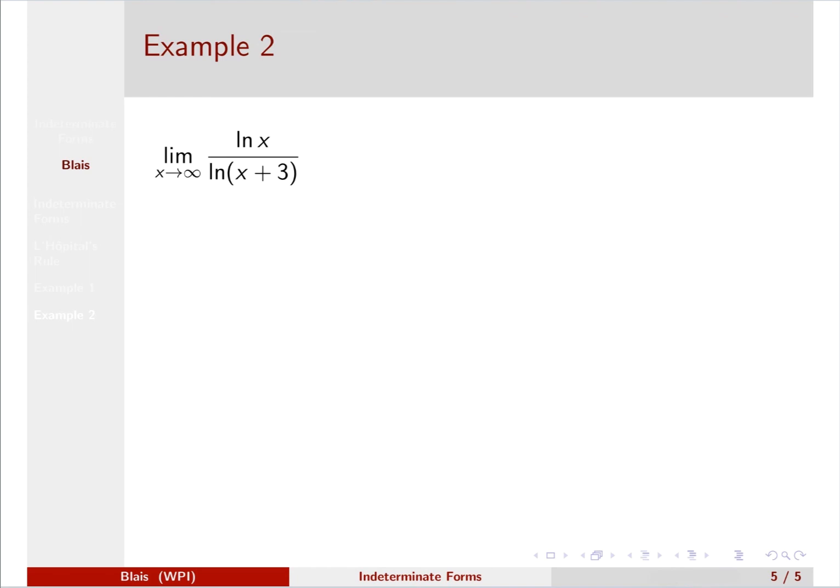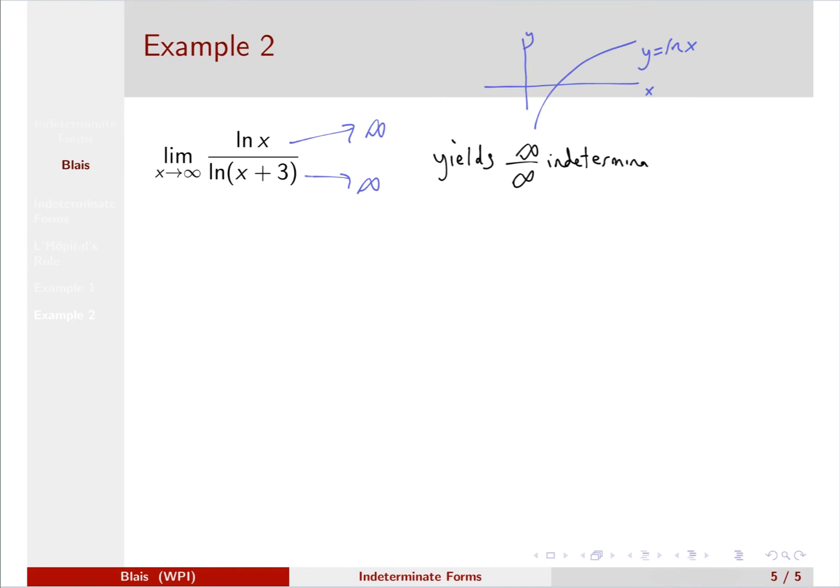But we note that here, that numerator is approaching infinity, and the denominator is approaching infinity. Think of your graph of the natural log of x. As x goes to infinity, the natural log of x is going to infinity, albeit slowly. But this thus yields that infinity over infinity indeterminate form.